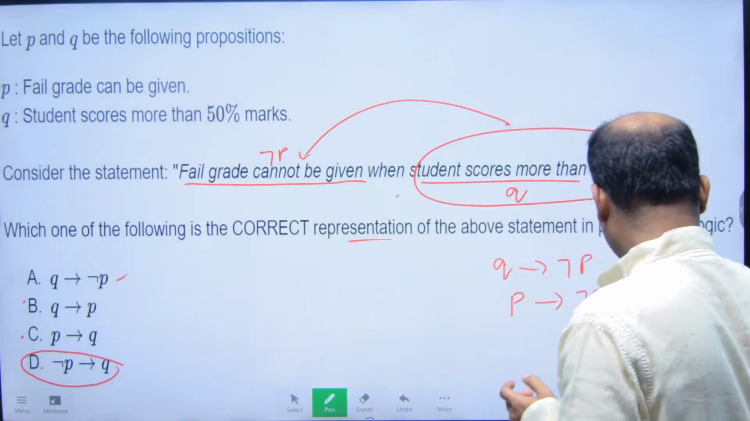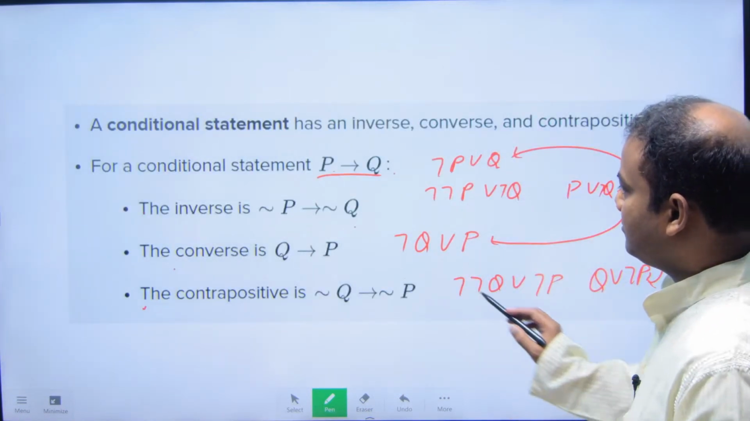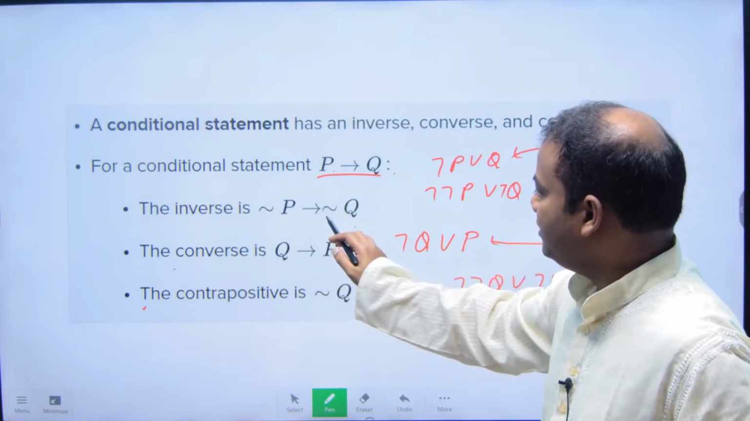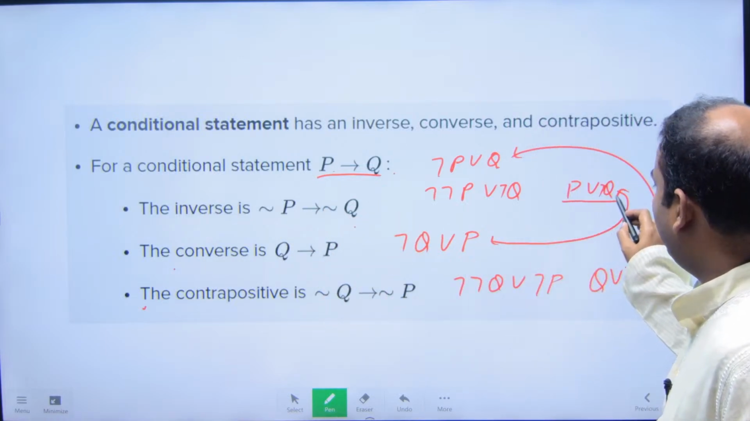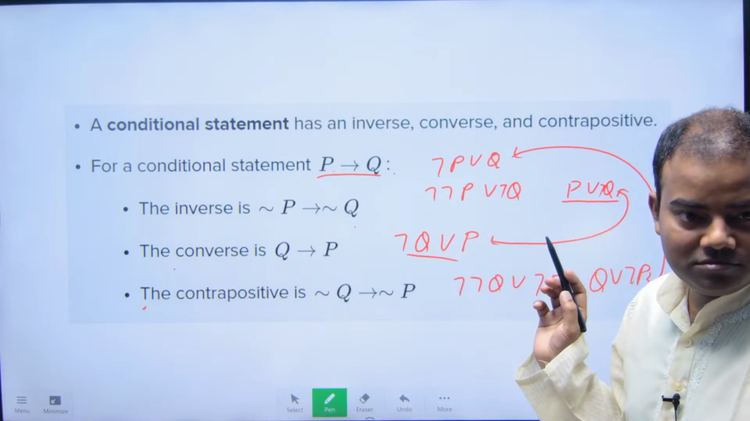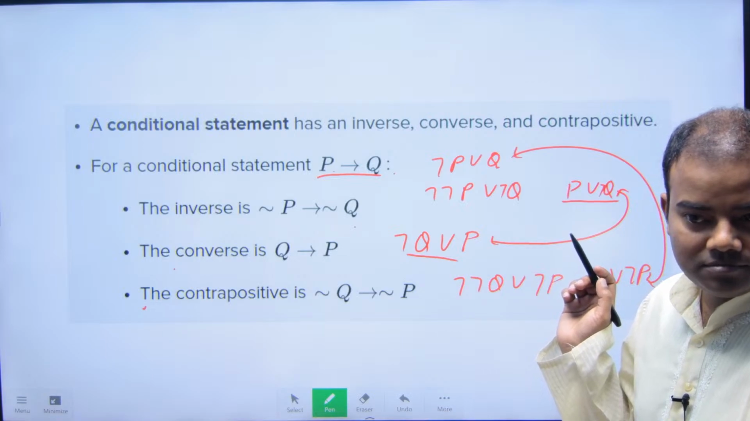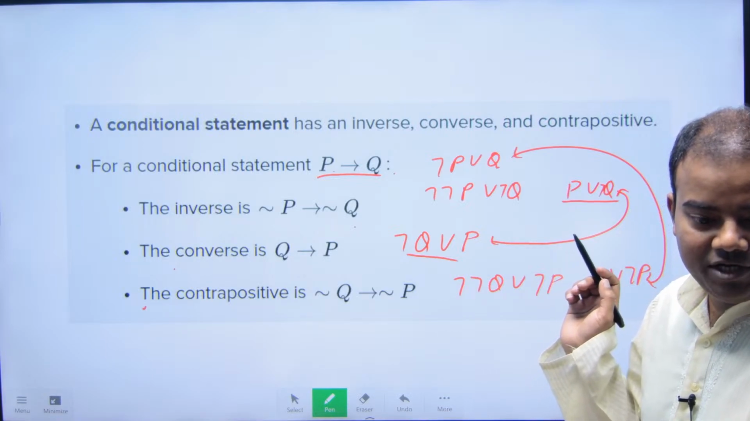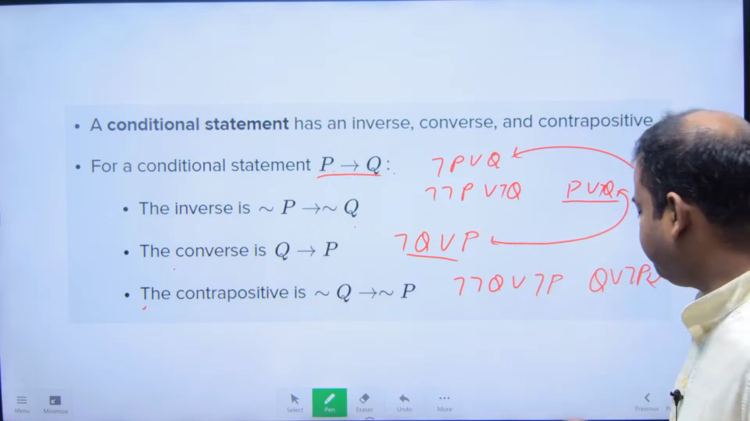You remember this thing? This is inverse, this is converse, but both are logically the same. Both are P or not Q, not Q or P. Clear? If you have any doubt, you can ask. Clear?